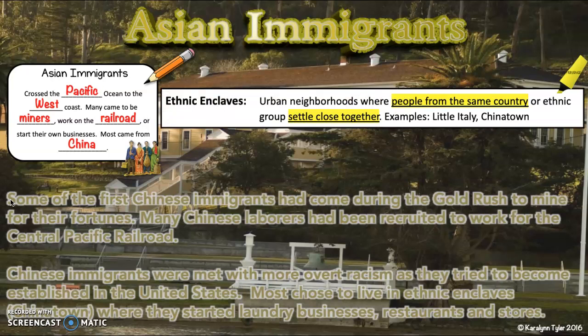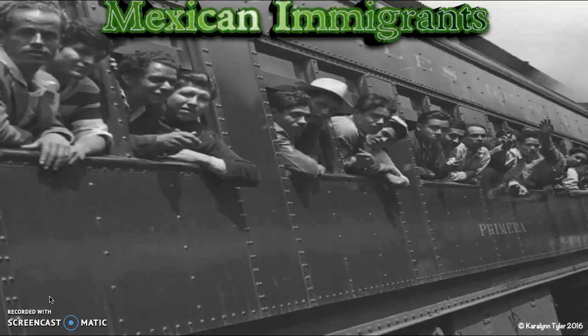One of the things that you might notice if you go visit places like New York City or San Francisco is that there, even still today, are these areas called ethnic enclaves. These are urban neighborhoods where people from the same country or ethnic group settle close together. Examples in New York City, they have Little Italy and Chinatown. They have some in California as well. We have this still happening. It is more comforting and easier to blend in and find your way around when you settle with people who look and speak the same language, who look like you, who have had similar experiences.